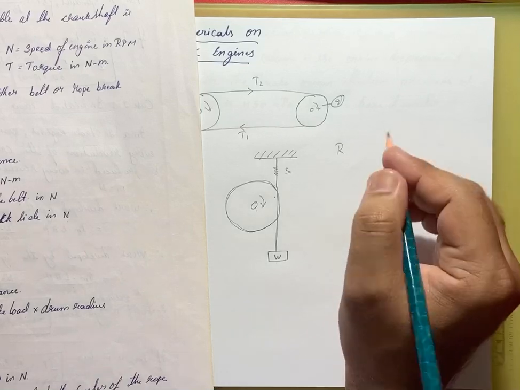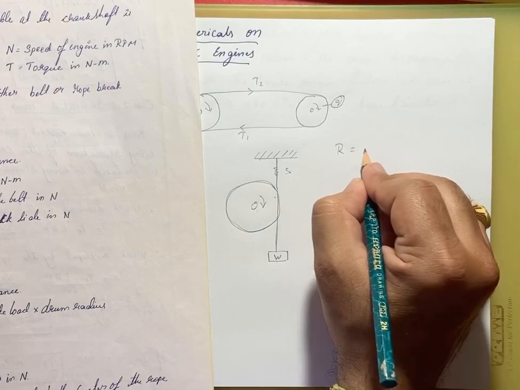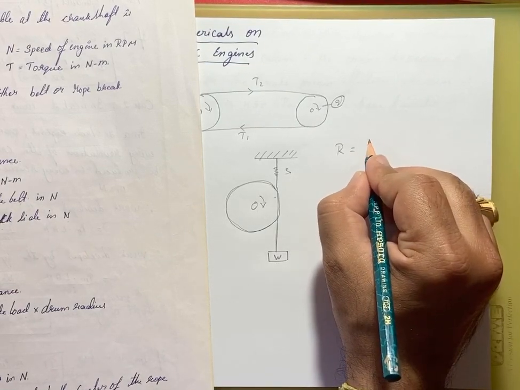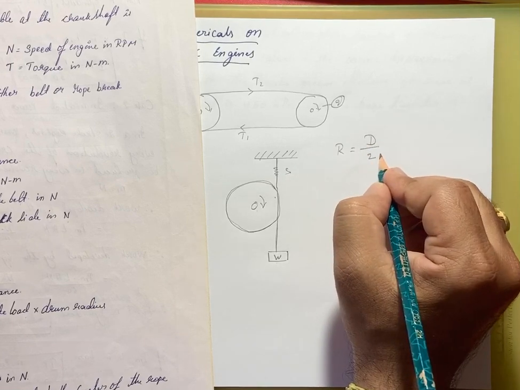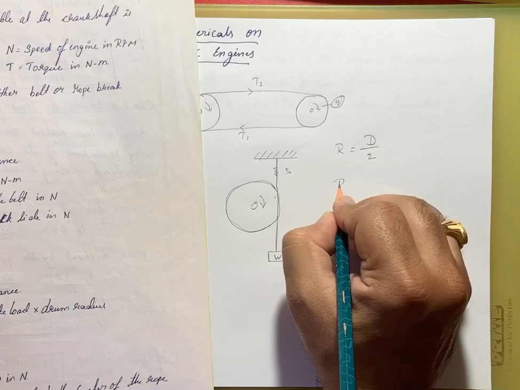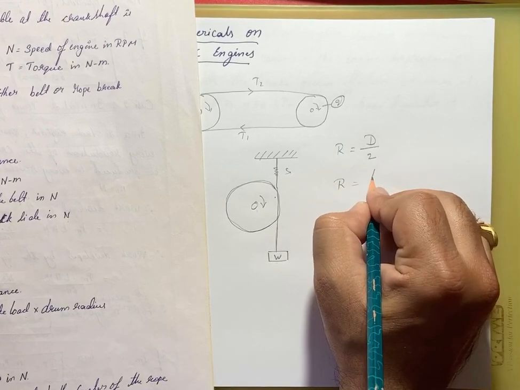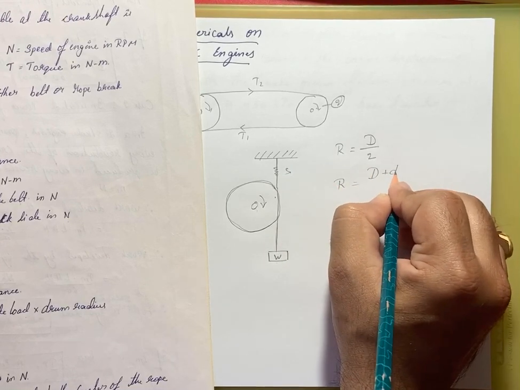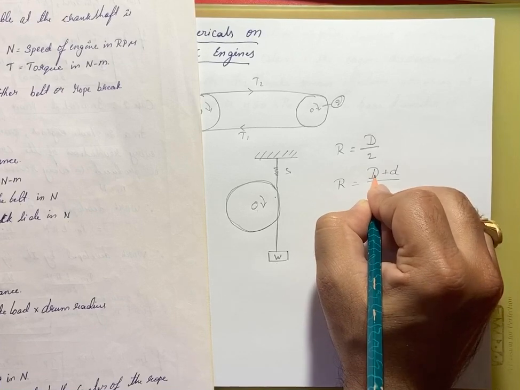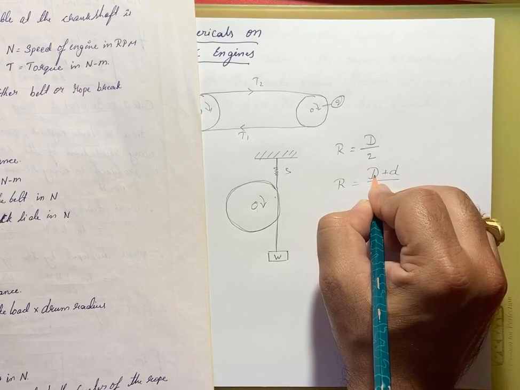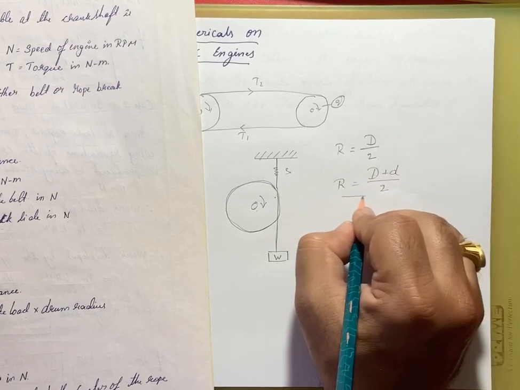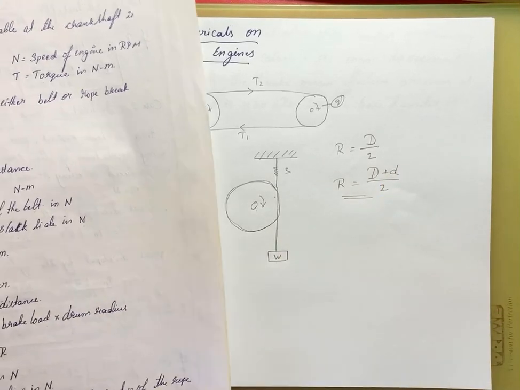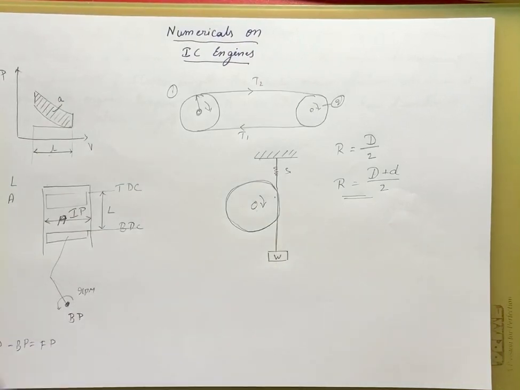Here, for the radius of the drum, if the rope diameter is not given, the radius of the drum is capital D divided by 2. If the diameter of the rope is given, it is capital D plus small d, divided by 2. Capital D is the diameter of the pulley and small d is the diameter of the rope. This is what R is, if they have given the diameters of the rope also.